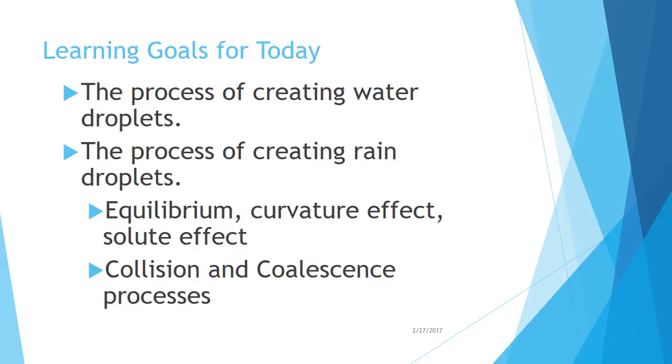So I hope after this you have a better understanding of the process of creating water droplets, the process for creating rain droplets, and the idea that equilibrium has to be there in order for the cloud droplet or rain droplet to survive. The curvature effects can affect equilibrium, making it harder to reach equilibrium if the curvature is small, and the solute effect can help a rain droplet get to equilibrium and survive the falling. And the collisions and coalescence of other water droplets in the atmosphere can also help the rain droplet form.